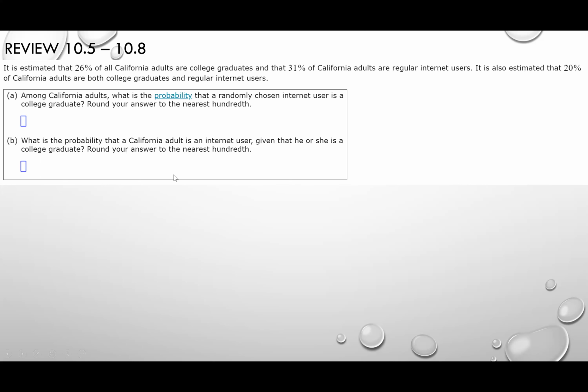B, we see it, right? B, very easy to spot. We see the word given. We know that this is a conditional probability. But A, if you read A backward, forward, read it again, read it an extra time, you say there's no word given up there, Mr. Tran. How do I know it's a conditional probability? So again, among the California adults, what is the probability that a randomly chosen internet user is a college graduate?